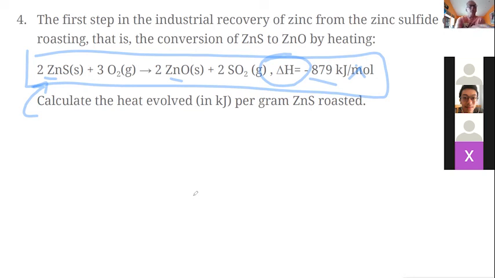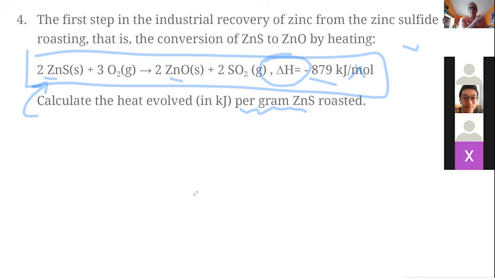But anyway, what's the question asking? It's asking how much heat is evolved. Heat evolved means it's exothermic, and this is an exothermic reaction because it's negative, per gram of zinc sulfide. So what's the very first thing we're going to need to do? Are they asking for initial heat? Basically, if I reacted 1 gram of zinc sulfide with oxygen, how much heat would be given off? That's the question.